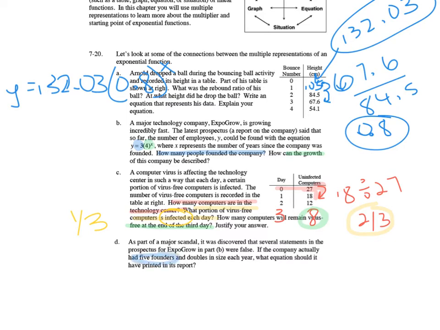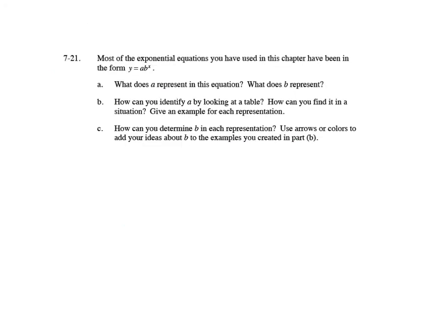5 founders just means it starts with 5. Doubles means the rate of change just multiplies by 2. So our equation would look like y equals, start with 5 people, and to double I need to multiply by 2 each year, exponential growth. Really quick recap of what we know.